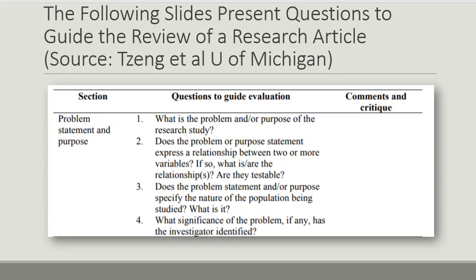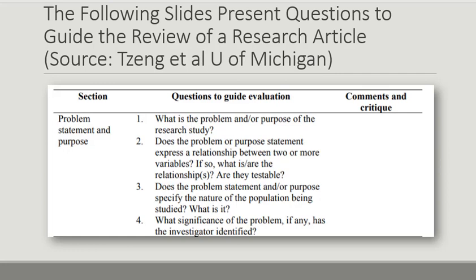So this next section, these next series of slides, present questions to guide the review of a research article. As I said before, there really isn't a standard or accepted or universal way to go about things. But what I want you to do is read through these different questions that can guide your evaluation of a paper. So for example, in the section where they present the problem statement and the purpose, what was the problem and the purpose of the research study?